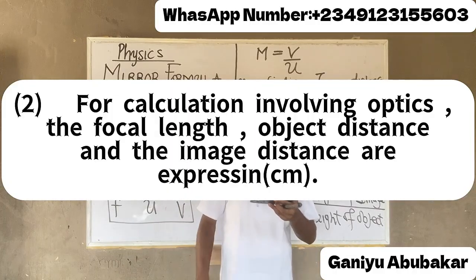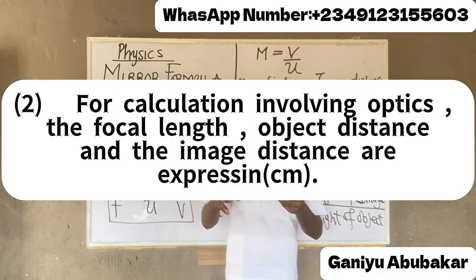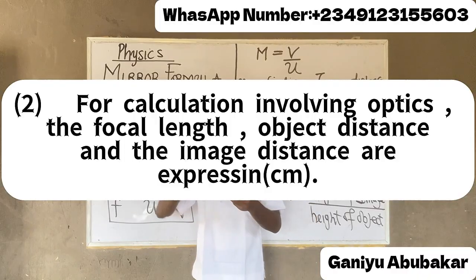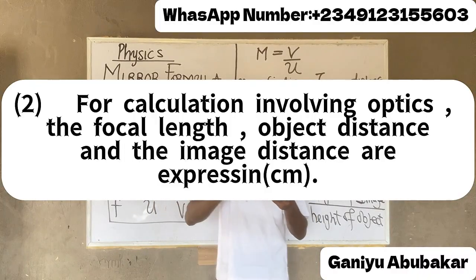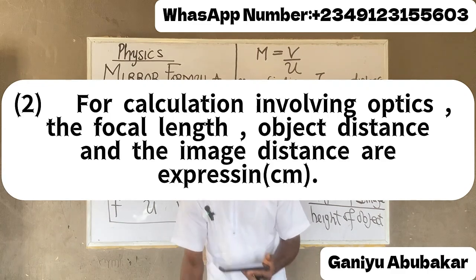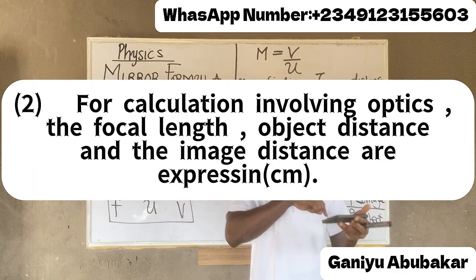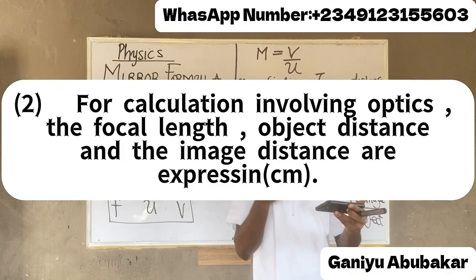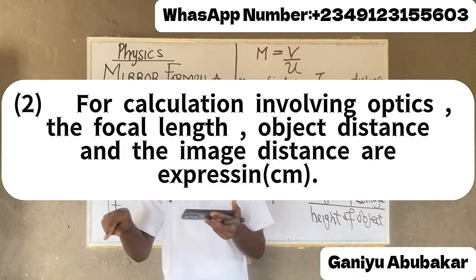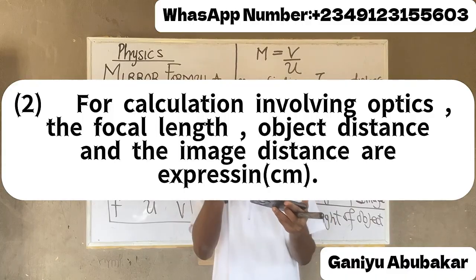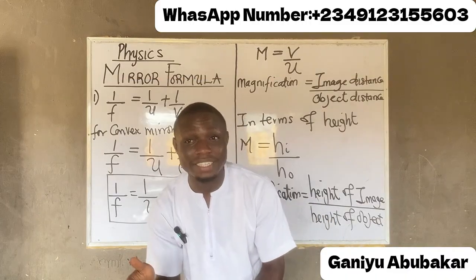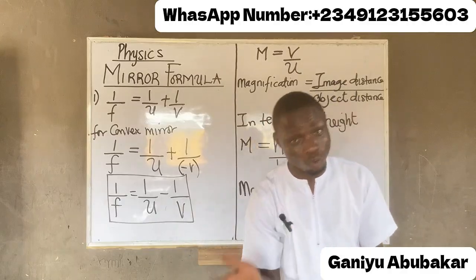So number 2, please. For calculation involving optics, the focal length, object distance and the image distance are expressed in cm, centimeter. As I said earlier, for calculation involving optics, the focal length, object distance and the image distance are expressed in centimeter. As simple as this.